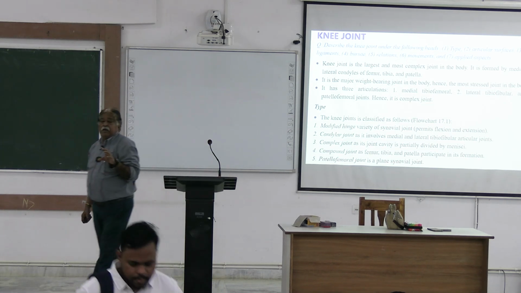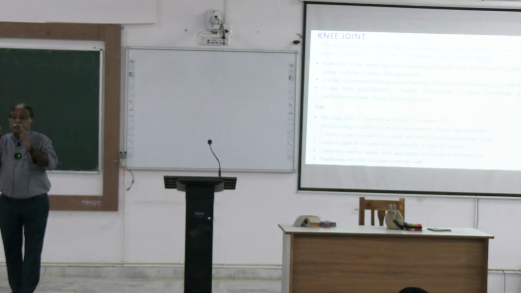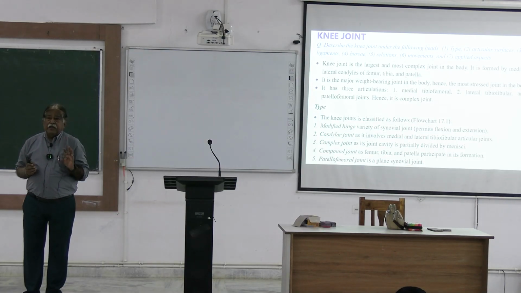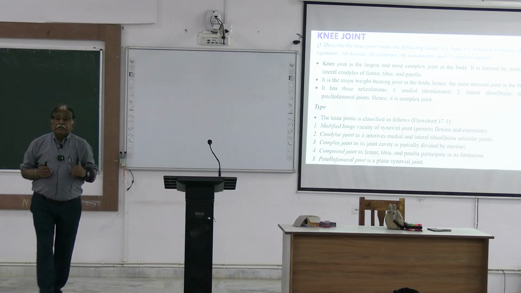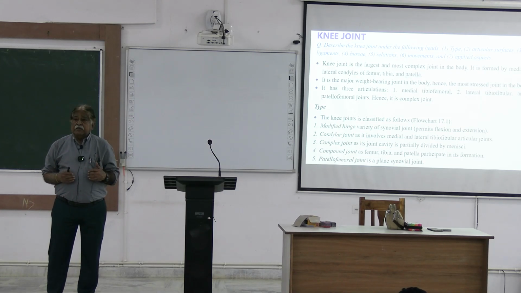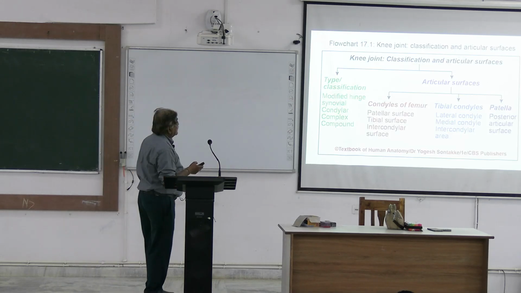So, most of the variety of the joints, first see, many questions can come. Simple MCQ, a short note on the menisci, or describing the upper end of the tibia with the attachments of the knee joint. Okay. Now this is a flow sheet, and you see type and classification: modified hinge, synovial, condylar, complex, compound.